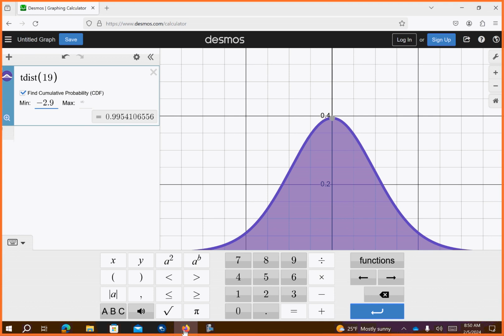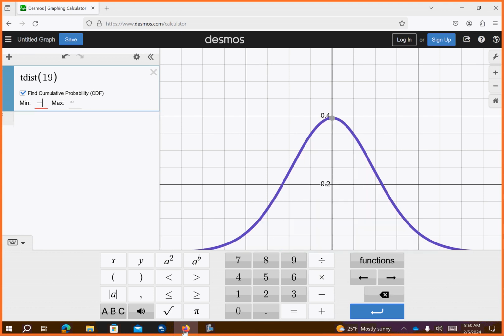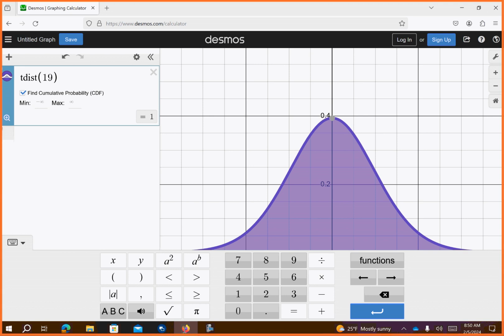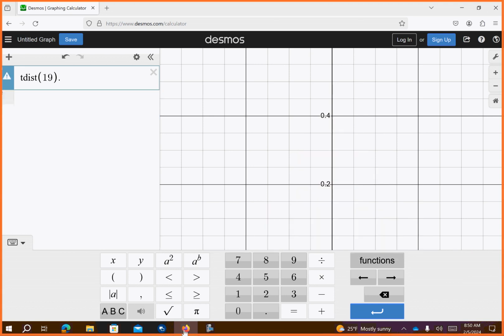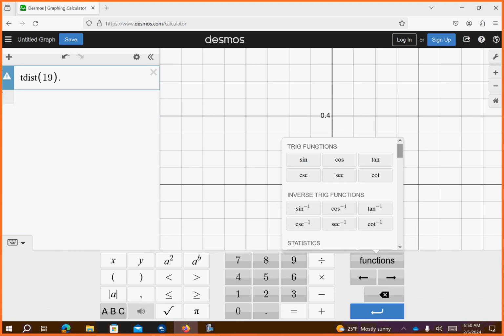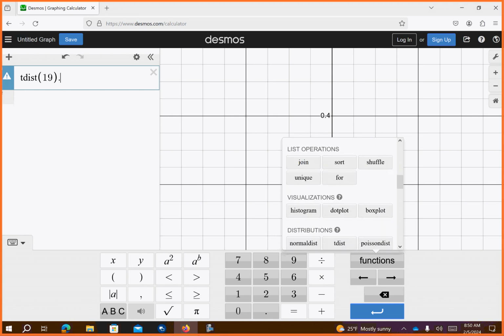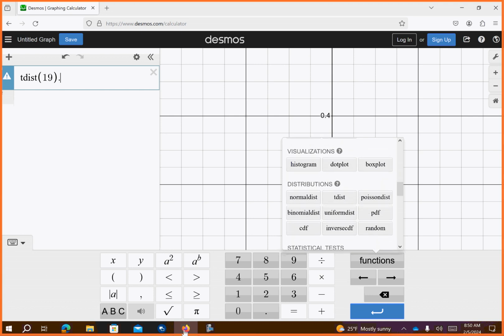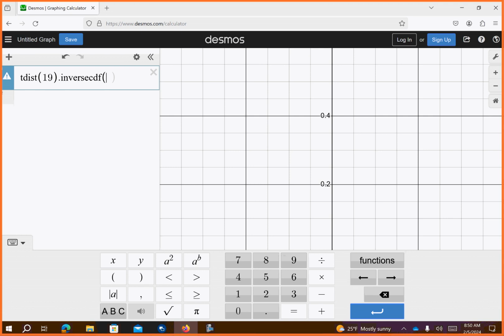On this, you kind of have to go a little bit better. I want to try one thing I haven't tried before. I'm going to go to my inverse CDF and see if that works. So I have inverse CDF, and I'm going to go 0.995. Oh, and it did work. Notice I used the degrees of freedom, which was the 19.